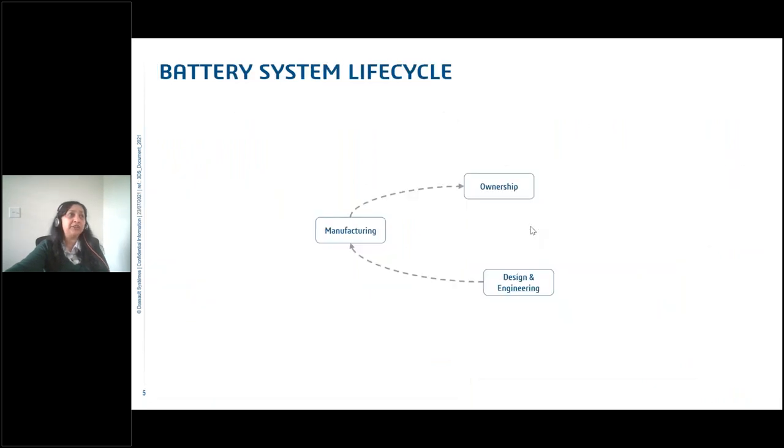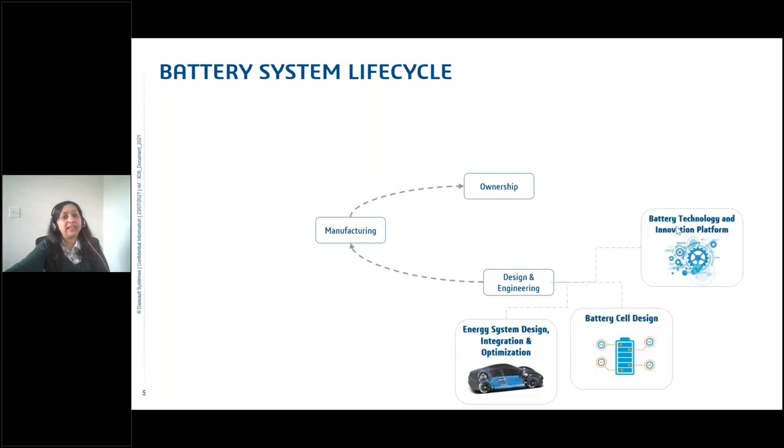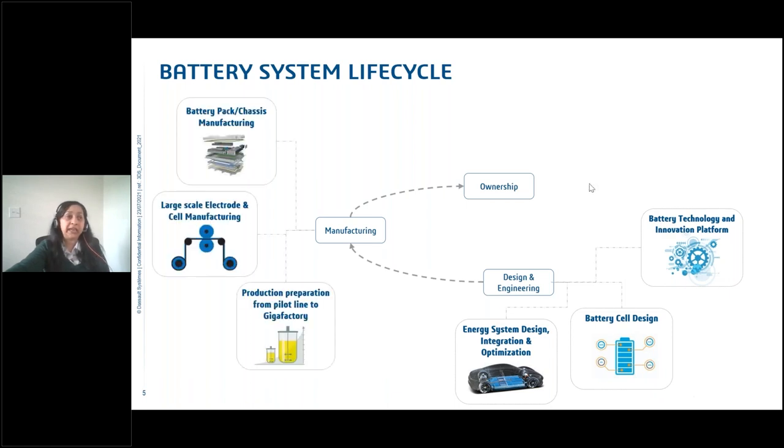Now consider the battery system life cycle. Most large organizations have a strategy around the design and engineering, manufacturing, and finally the ownership. They typically have a technology and innovation platform, battery cell design, which includes the real lab testing equipment, testing facility, testing protocols, characterization, SEM, TEM, XPS, all of those characterizations, as well as engineering scale simulations and model-based system engineering. Next is to deal with the systems for large-scale electrode and cell manufacturing, battery pack chassis manufacturing, and going from that pilot line to a gigafactory.